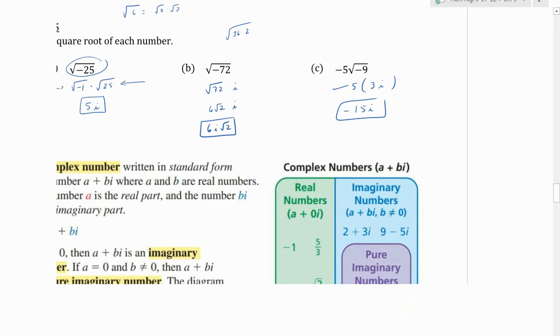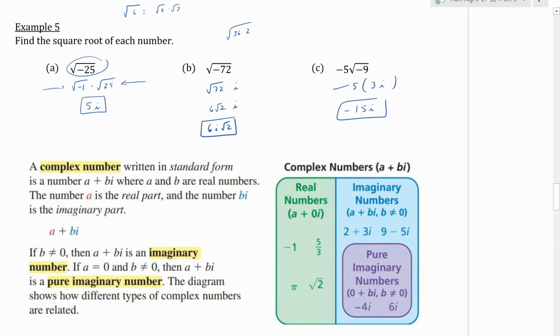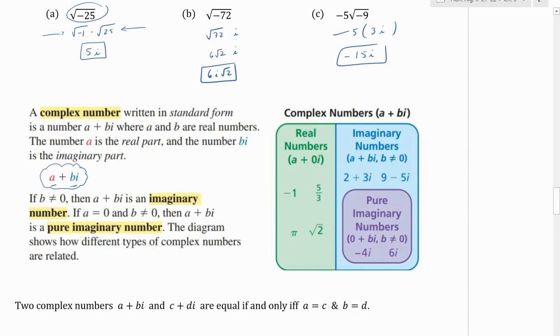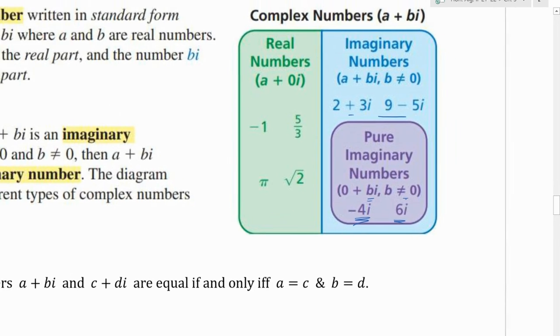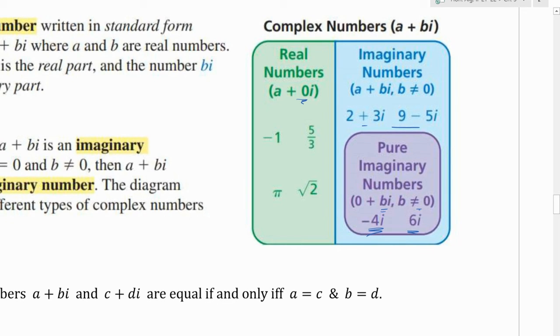Okay? And when we write complex numbers, you put them in this form, a plus bi. The a part's the real part. This is the imaginary part. And so imaginary numbers, these are both imaginary numbers, 2 plus 3i, 9 minus 5i. When the a part is 0 and there's just imaginary, people call those pure imaginaries, like negative 4i, 6i. And then real numbers don't have i's. Okay?